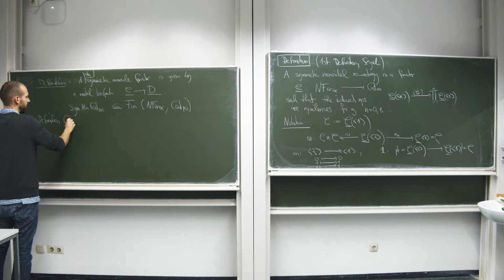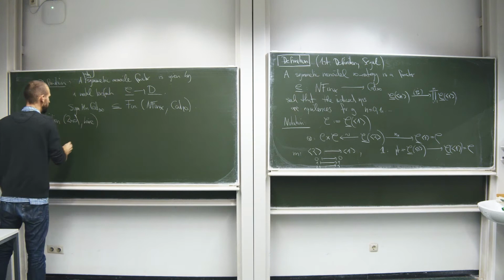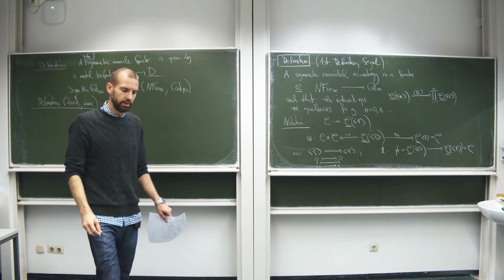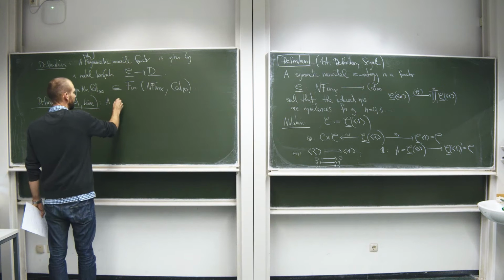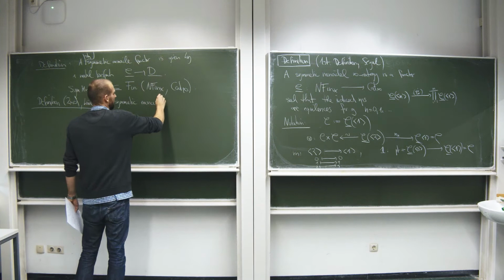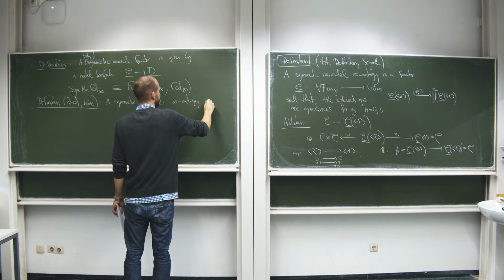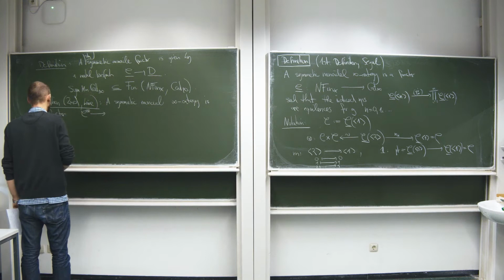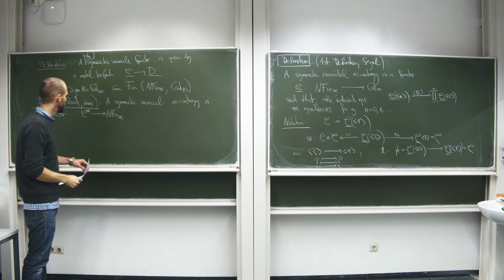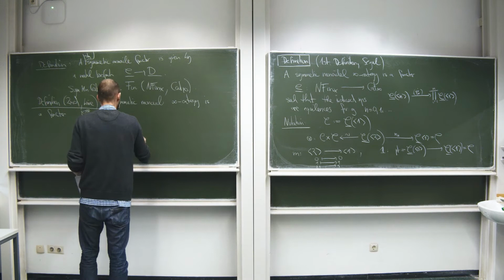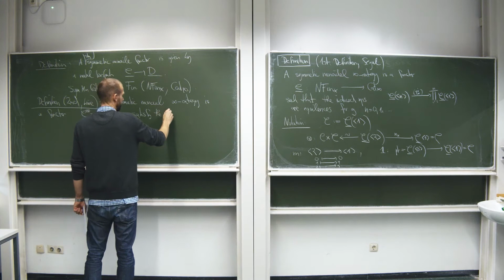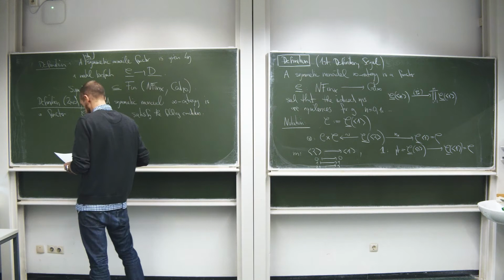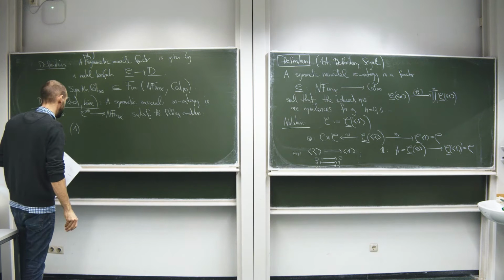Second definition, and this has, as far as I know, first been given by Jacob Lurie. And again, let me mention that most of what we do follows what Jacob does. A symmetric monoidal infinity category is a pair consisting of an infinity category, which we denote C upper tensor, and a functor to N Fin star, satisfying the following conditions. So the first condition is that it is a co-Cartesian fibration.